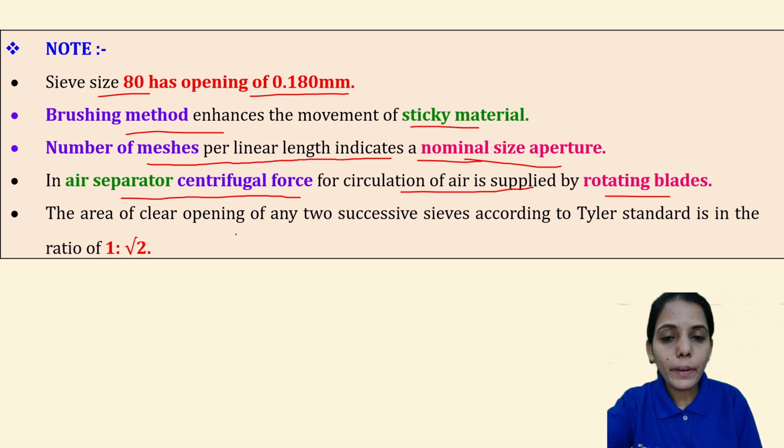The area of clear opening of any two successive sieves according to Taylor's standard is in the ratio of 1 to square root of 2. So this is important. The ratio is 1 to square root of 2, according to Taylor's standard for two successive sieves. Between two successive sieves, the area of clear opening should be in the ratio of 1 to square root of 2.